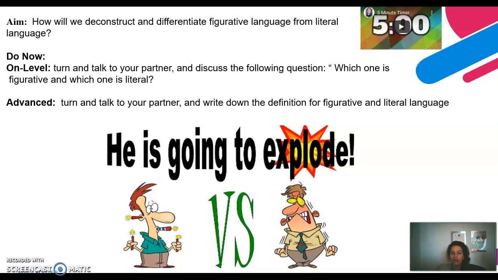Now, if you're on level, you will turn and talk to your partner and discuss the following questions. Which one is figurative and which one is literal? If you're in the advanced group, you're going to turn and talk to your partner and write down the definition for figurative and literal language. You'll have 5 minutes to complete this. Do you have any questions? Great, you may begin.